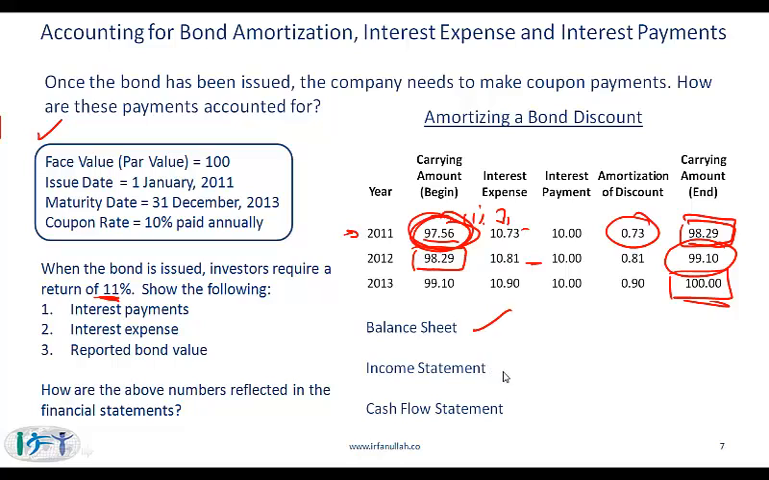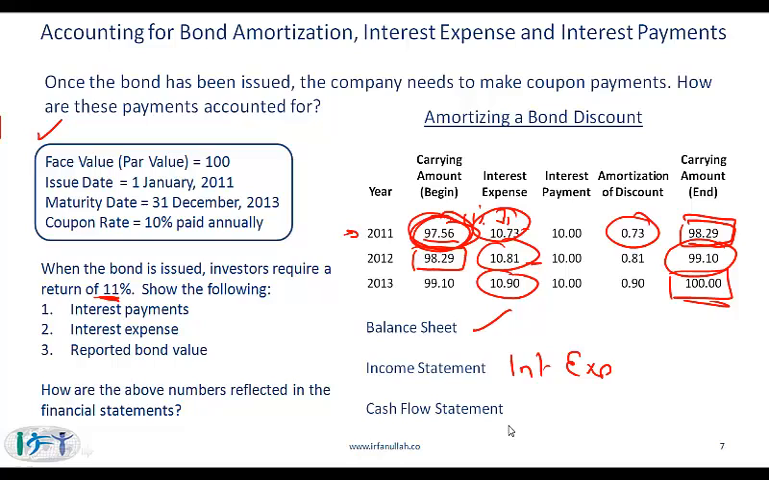What about the income statement treatment? On the income statement, you show the interest expense. Is this the same as the actual money that is paid? It is not the same. But on the income statement, you need to reflect the fact that you as a company are paying 11%.